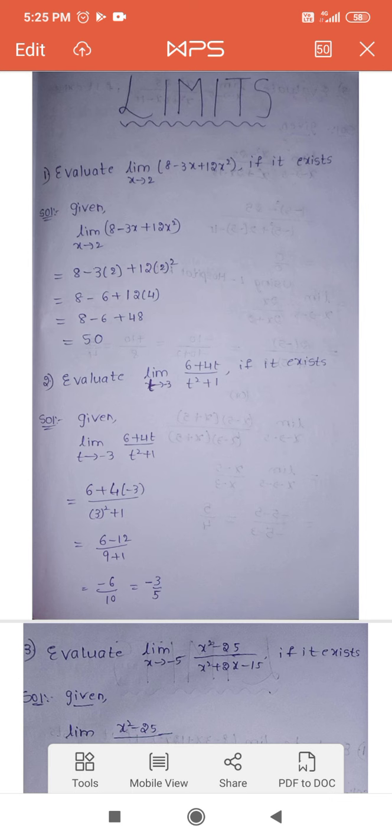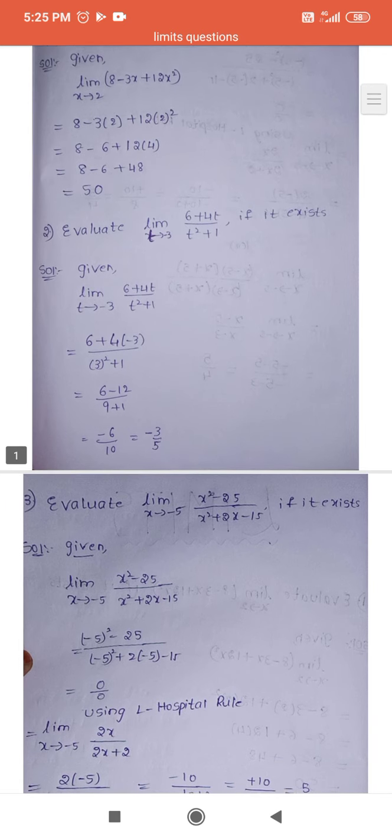Solution: given limit as x tends to 2 of 8 minus 3x plus 12x square. First we have to apply the limit, that is x tends to 2. In place of x we have to substitute 2. So 8 minus 3 into 2 plus 12 into 2 whole square. 8 minus 6 plus 12 into 4, which is 48. So total 50.